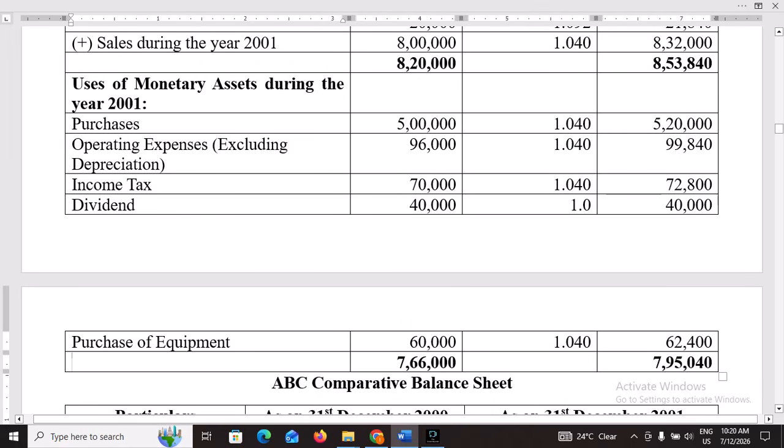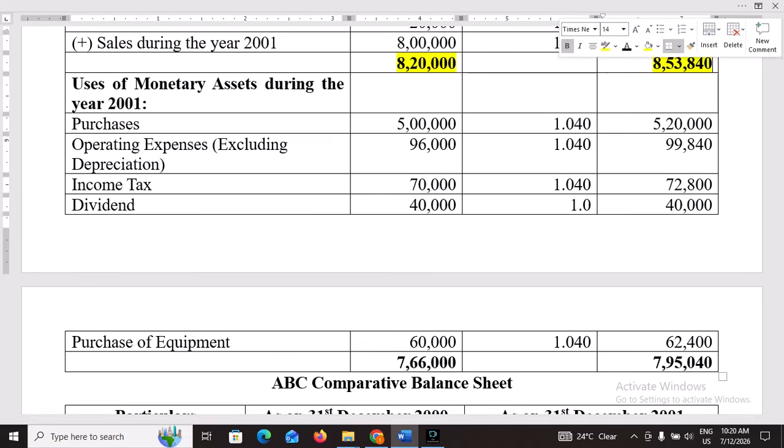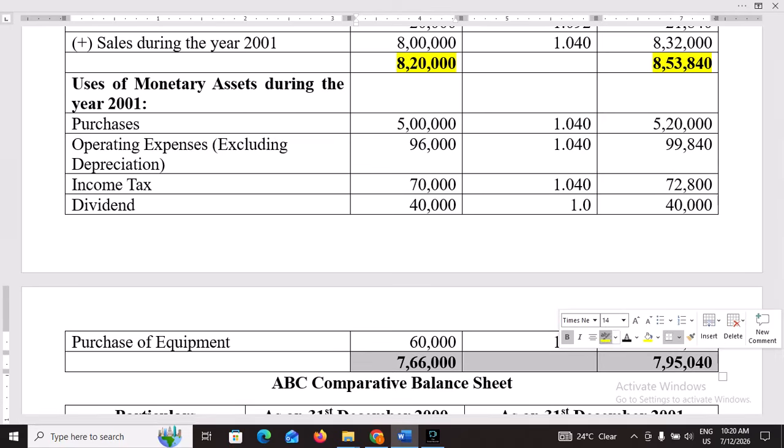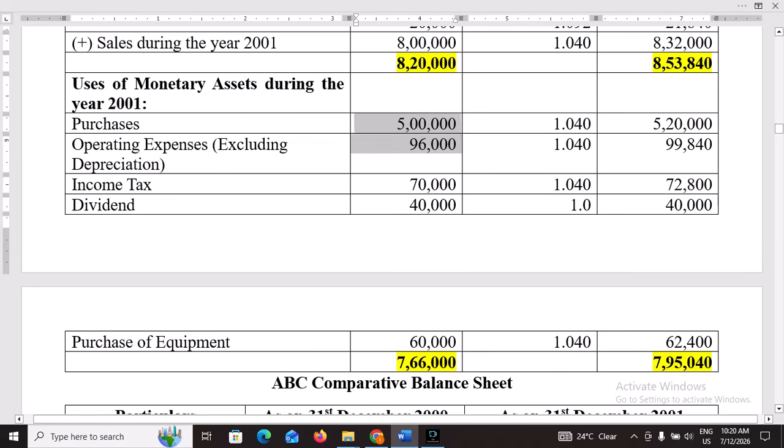Okay, so first 5 lakh plus, I will do this separately. Now this is separate: 5 lakh plus 96,000 plus 70,000 plus 40,000 plus 60,000 is 7,66,000. Now 5,20,000 plus 99,840 plus 72,800 plus 40,000 plus 62,400. Total is 7,95,040. This is the total.